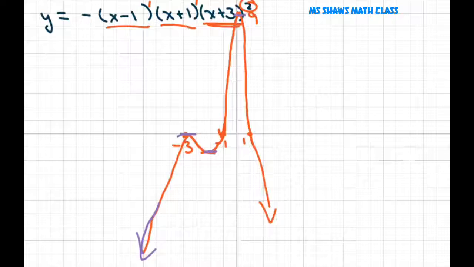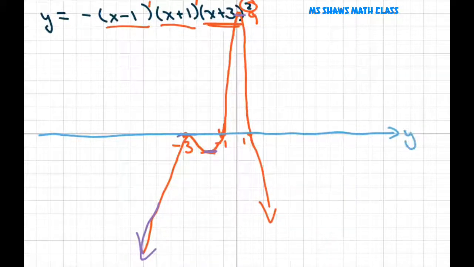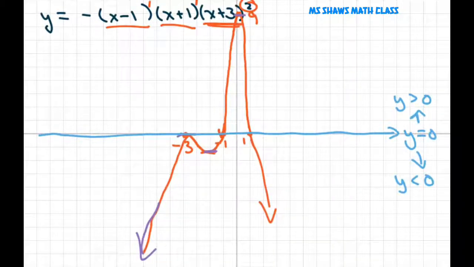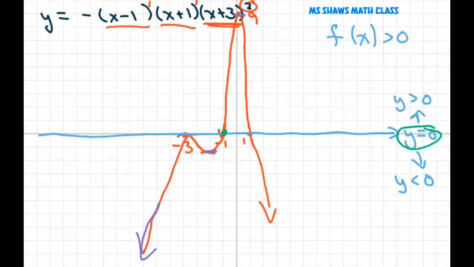Now the last thing for us to do is to figure out those intervals. So here's the line y equals 0. Above that line is y greater than 0. Below this line is y less than 0. And our y is really f of x. So where is f of x positive? Well, f of x is positive right through here, right above y equals 0. So right up in here, it's positive. So that's between -1 and 1.